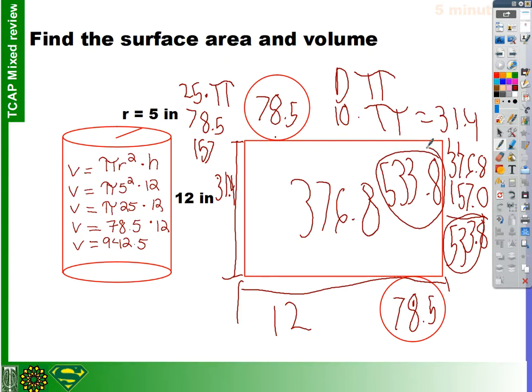So stand up if that's the answer that you got. If you are reasonably close, in other words, if you're within, say, using 3.14 versus using 3.14159, you're fine.